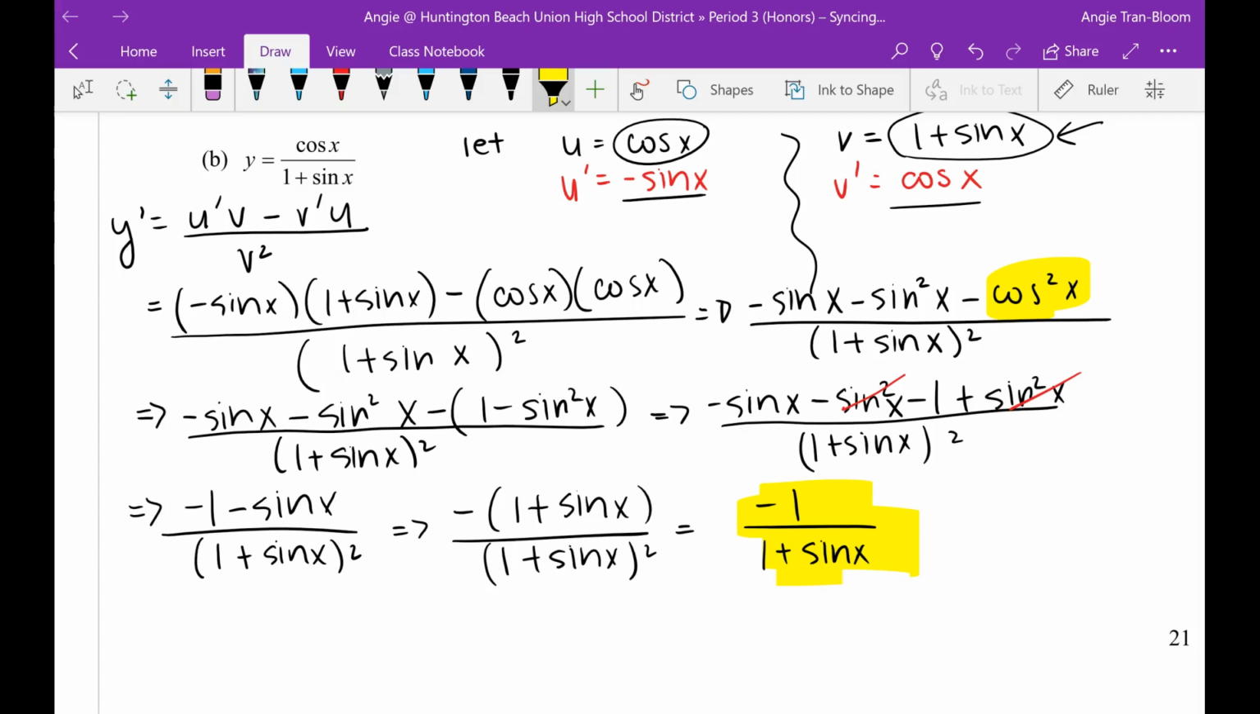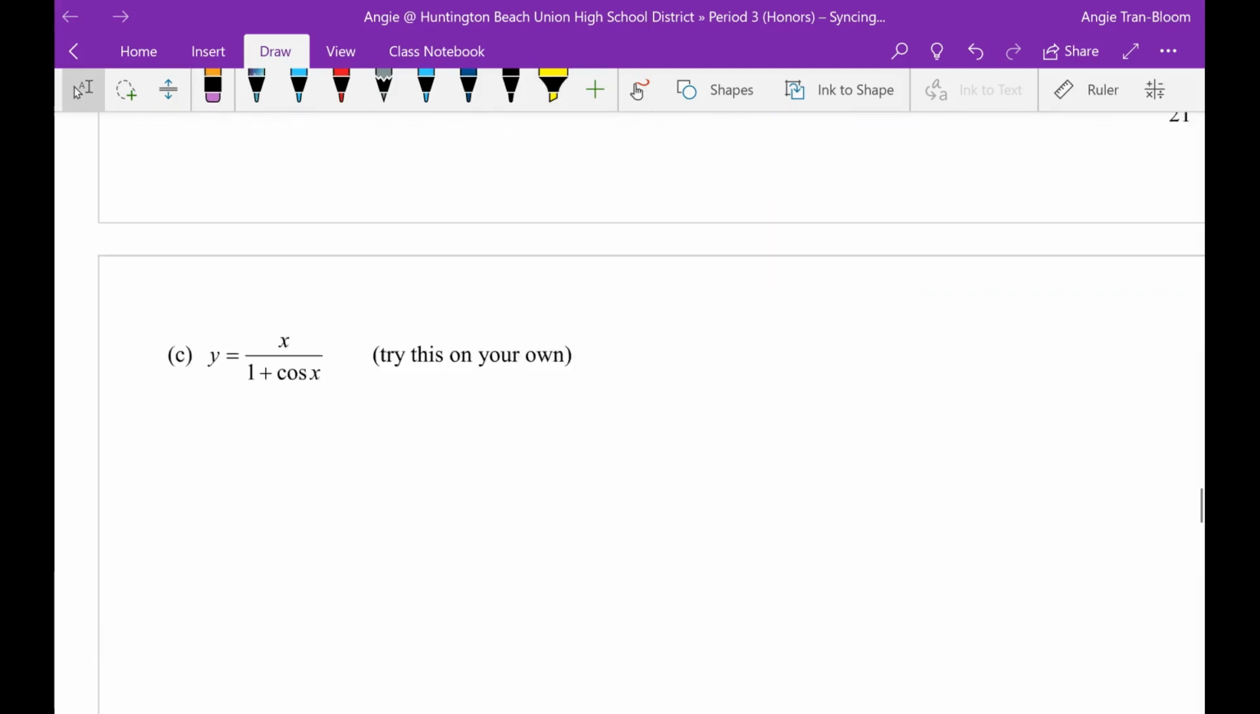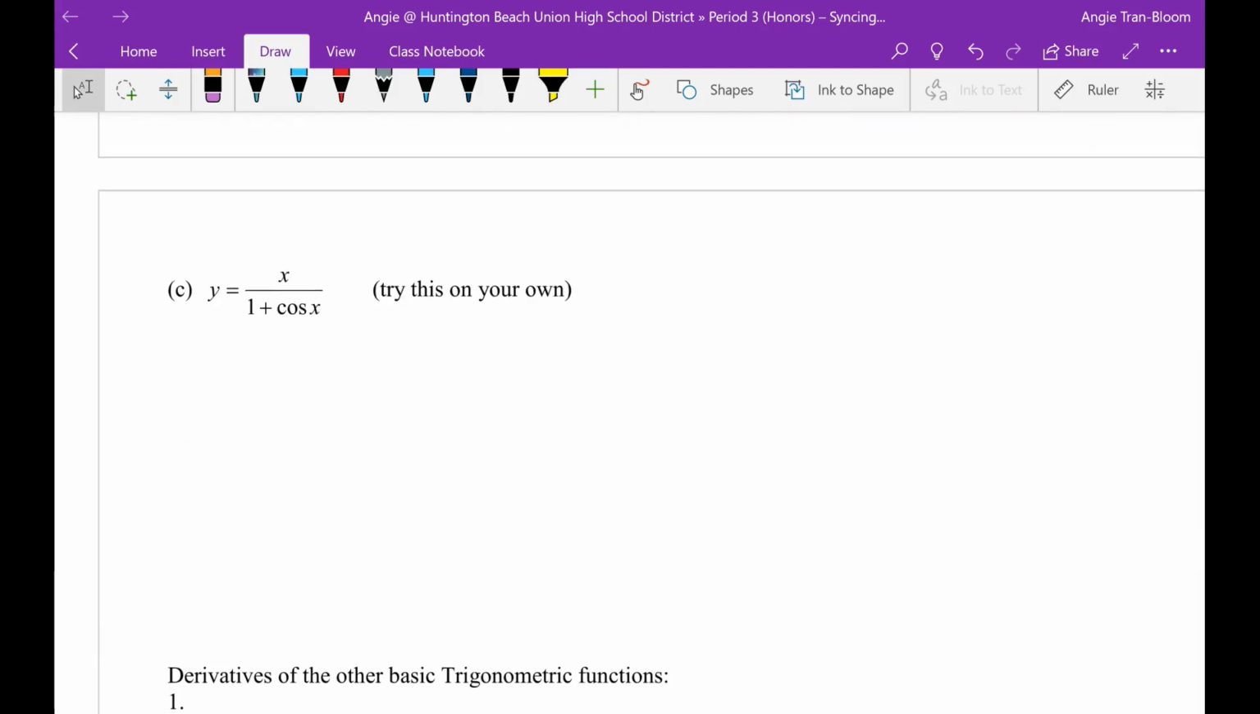Now, let's go over here to the bottom, and there's one more. As you can see, this one says, try this on your own. That means I want you to take a minute or two and try it on your own, and we will check the answer in class tomorrow. Just to give you a hint, the answer is not going to be as nice as the one I just got done, but try it anyway, and then tomorrow we'll talk about your answer.